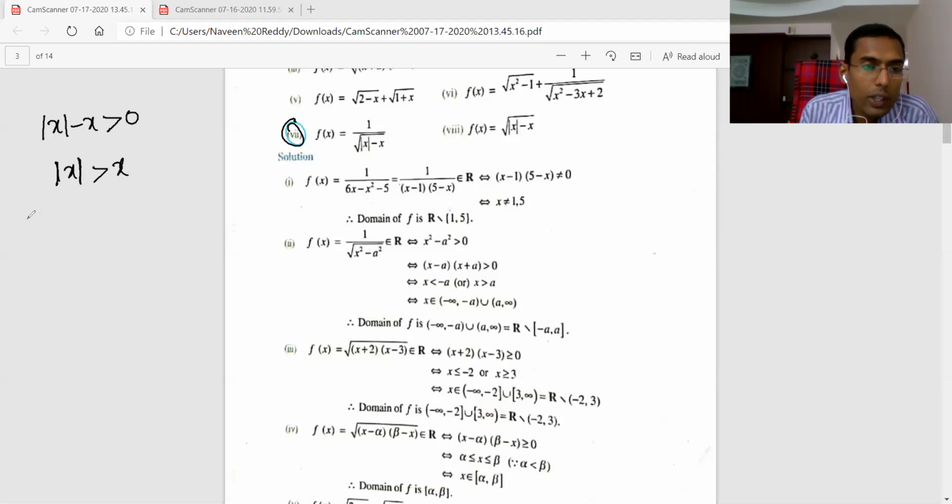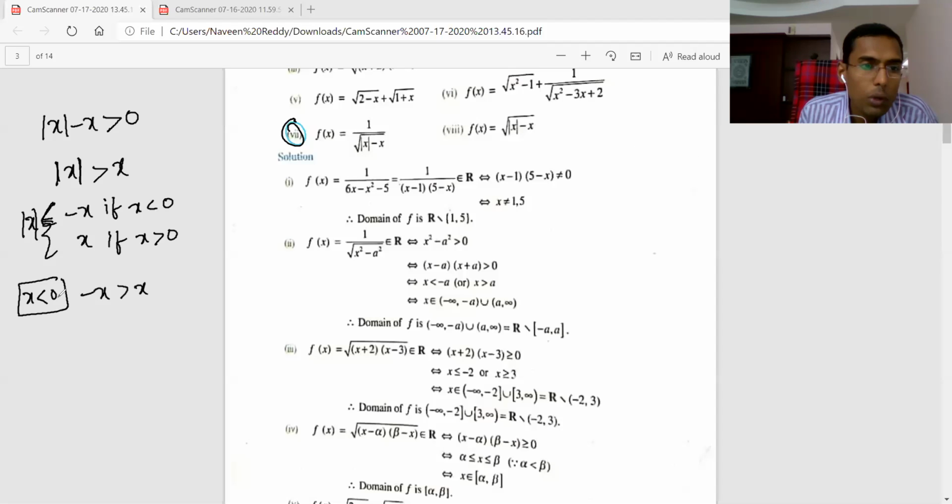If I put x is, for example, okay, what is mod x? We'll write simply what is mod x. Mod x is simply minus x if x is less than 0, and x if x is greater than 0. Then we'll first take x is less than 0. Then what will happen? Minus x is greater than x. But x is less than 0. When x is negative, this is positive and this is negative. Positive is greater than negative. Yes, that's true.